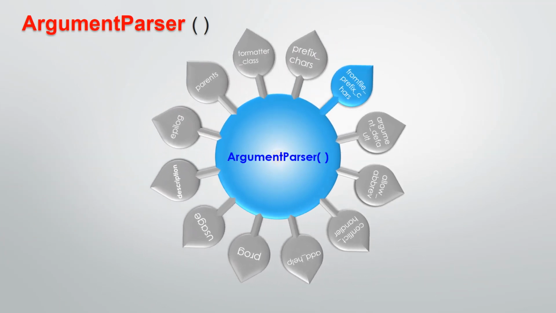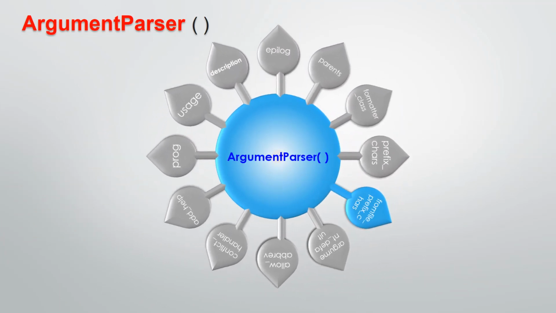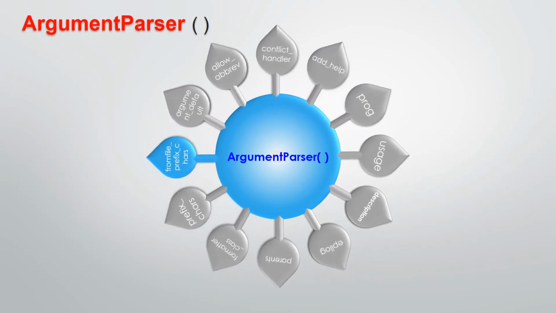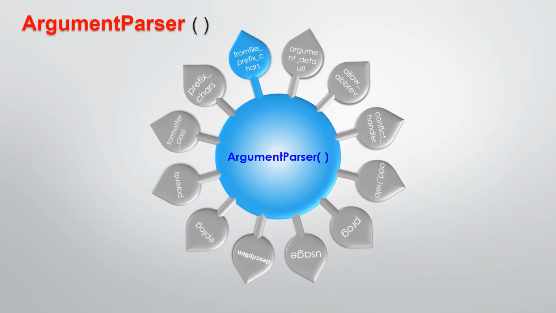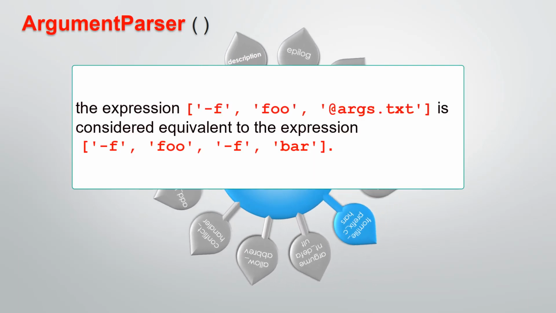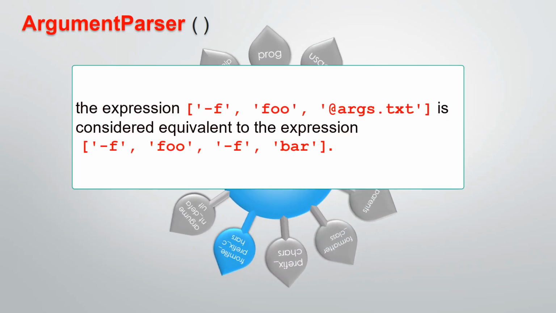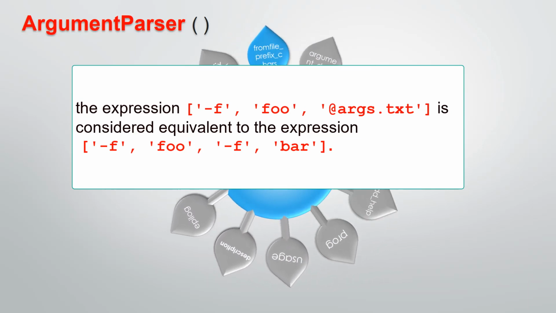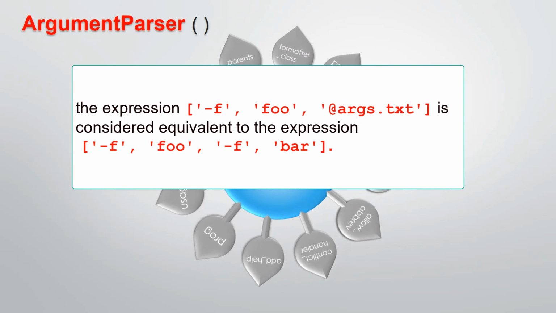Arguments read from a file must by default be one per line and are treated as if they were in the same place as the original file referencing argument on the command line. So in this example, the expression -f foo and @args.txt is considered equivalent to the expression -f foo -f bar.